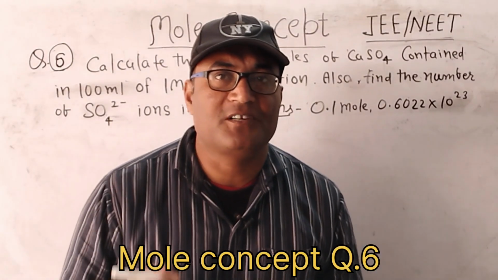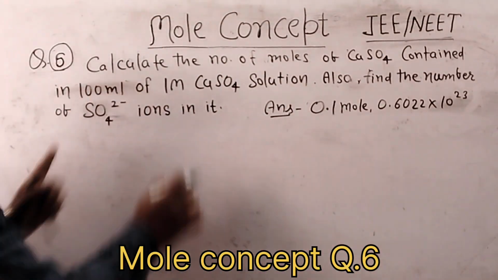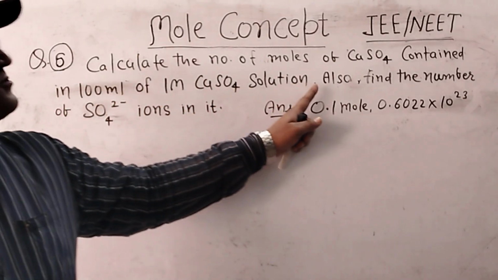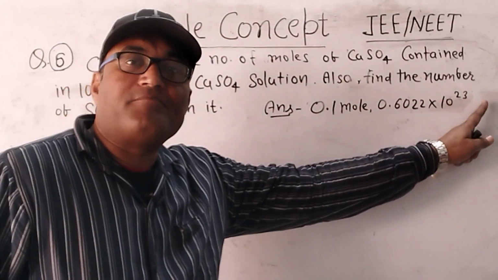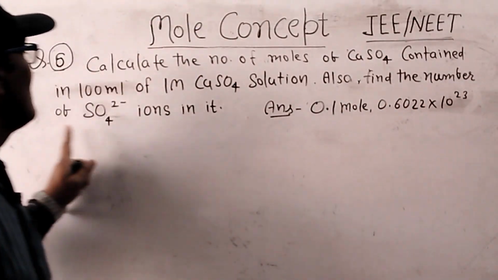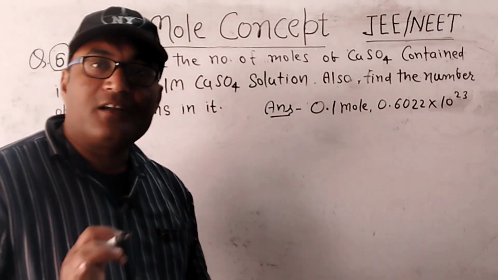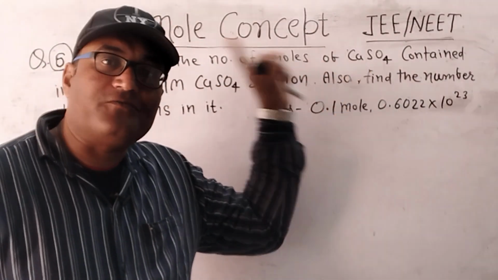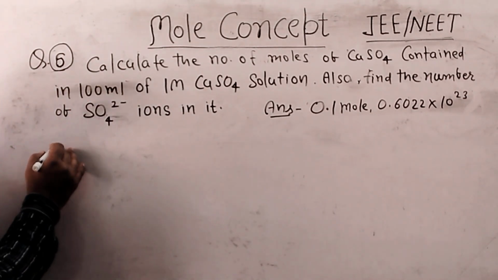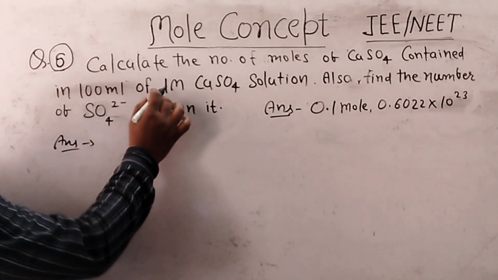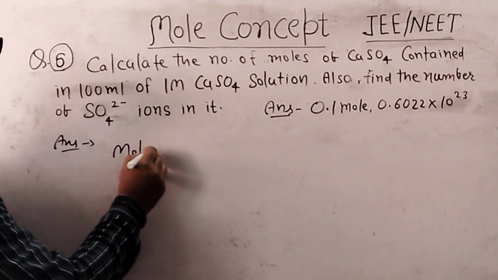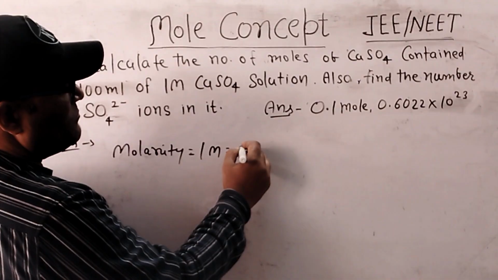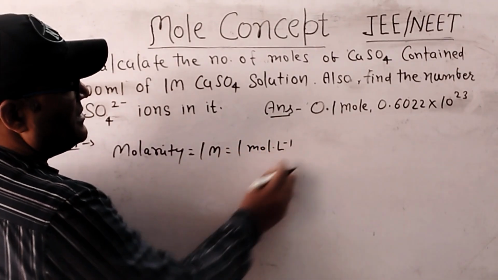Now this is question number 6. According to this question, calculate the number of moles of CuSO4 contained in 100 ml of 1 mole per liter CuSO4 solution. Also find the number of sulfate ions in it. According to this question, first we will calculate the number of moles of CuSO4 contained in 100 ml. Here molarity is 1 capital M, so 1 mole per liter.